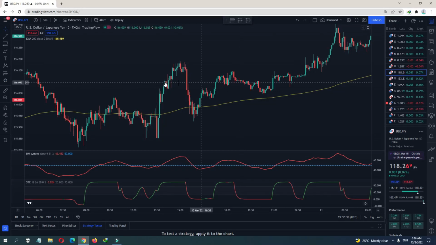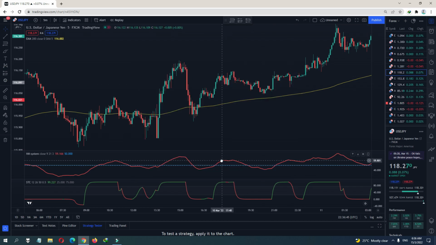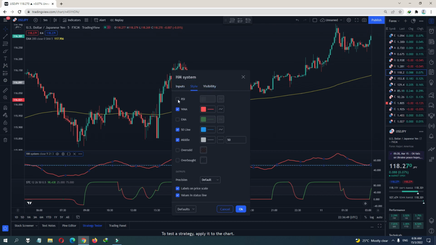Hello. For this strategy, you need the HMA system. It's this one by RKC Share, and the setting is default settings, but you untick this one, this one, this one, and this one. We only need the WMA.